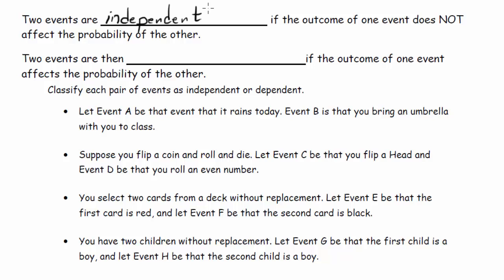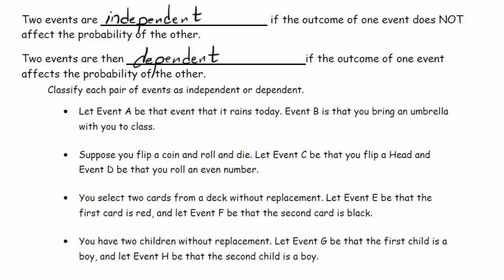if the outcome of one event does not affect the probability of the other. Therefore, two events are dependent if the outcome of one event affects the probability of the other. So let's look at a couple examples here.